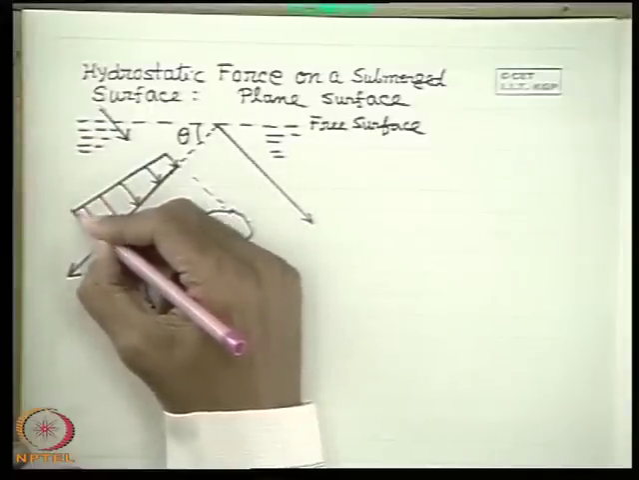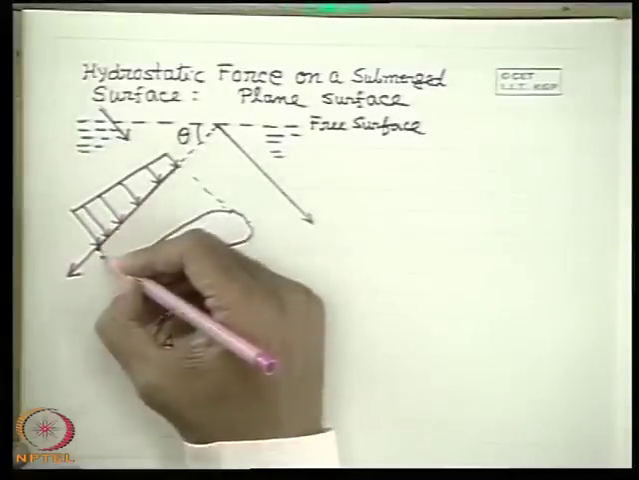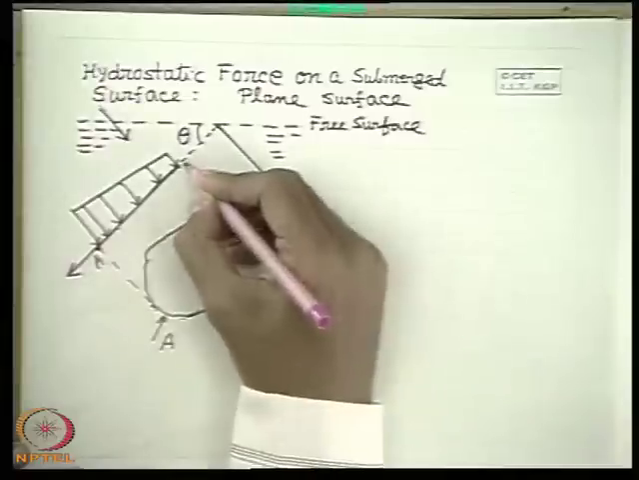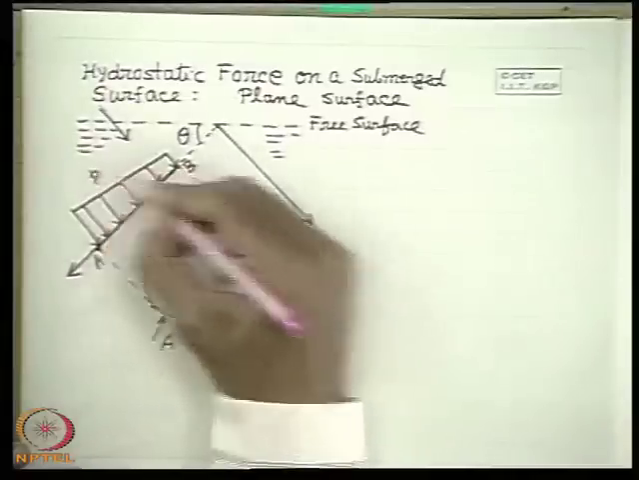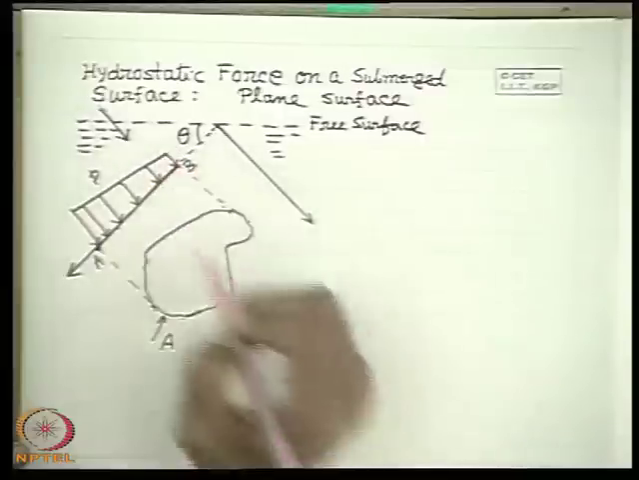The pressure force will act on the surface. Let AB be the surface. This is the pressure force, which will act because the pressure at any point is directly proportional to the height.